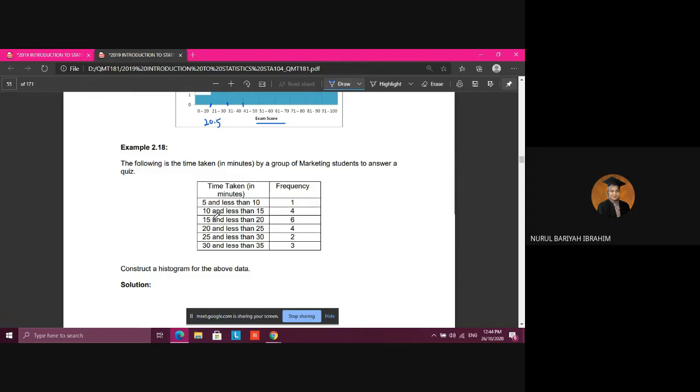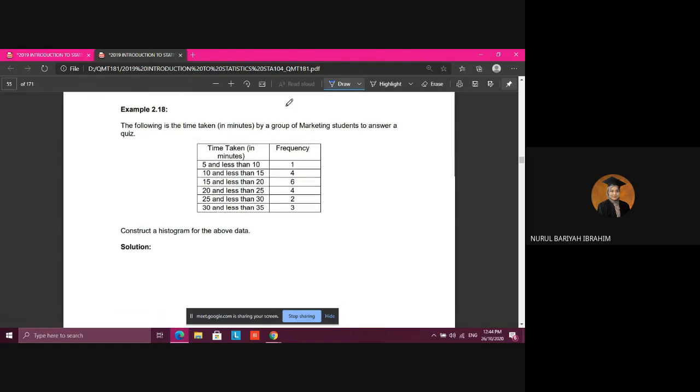Okay, so let's see this example pula. Dia punya class interval 5 and less than 10, 10 and less than 15, 15 and less than 20. Okay, kalau scale yang macam ni, dia punya class boundaries will be 5 to 10.